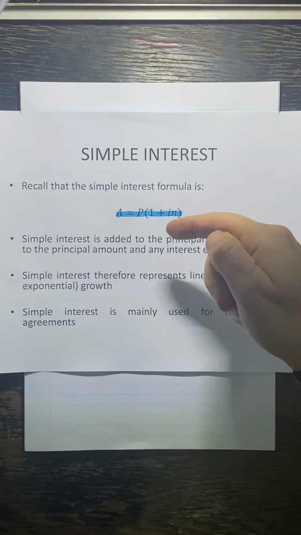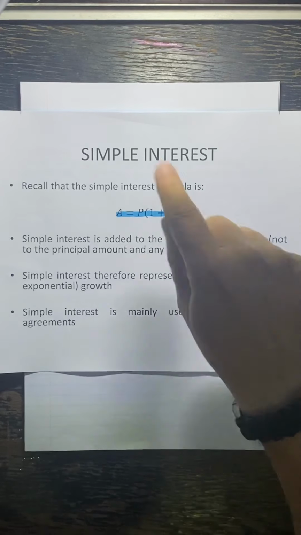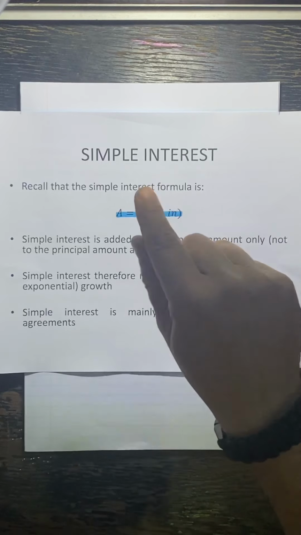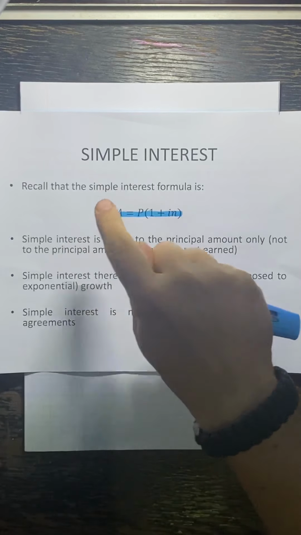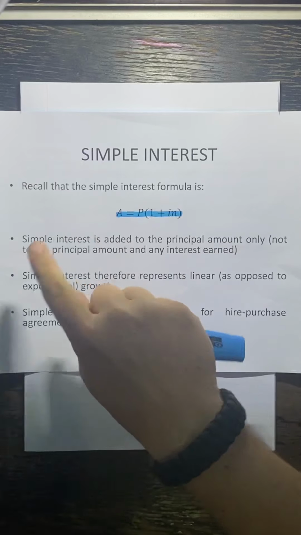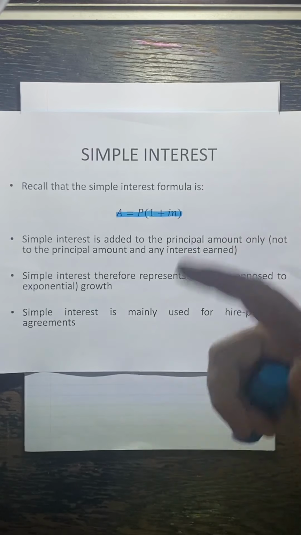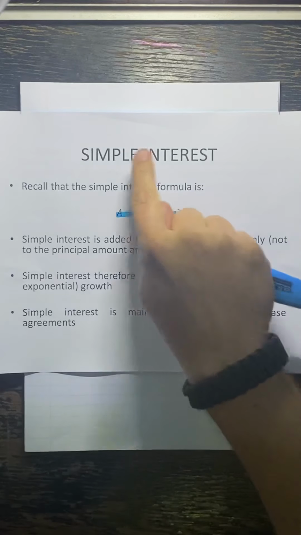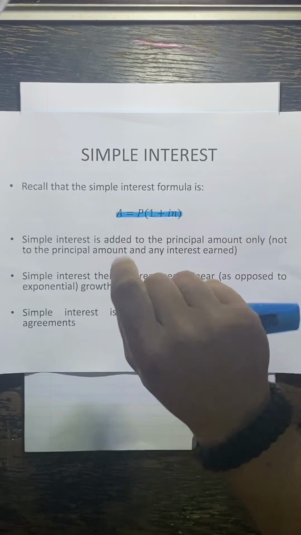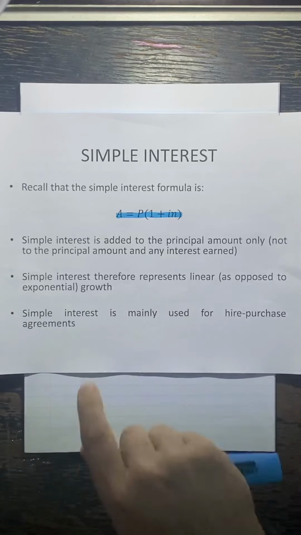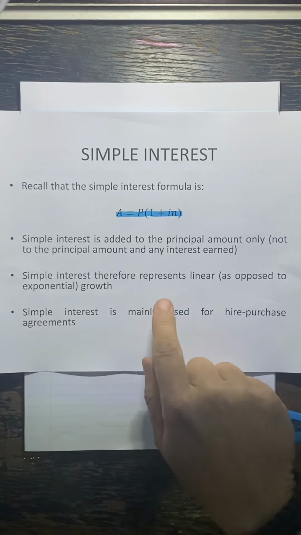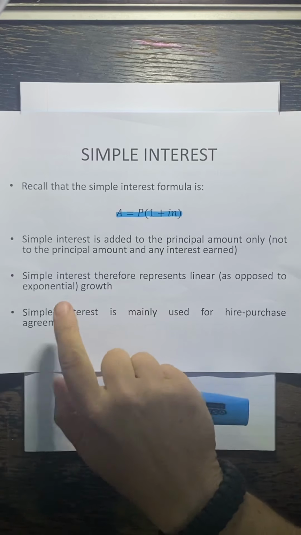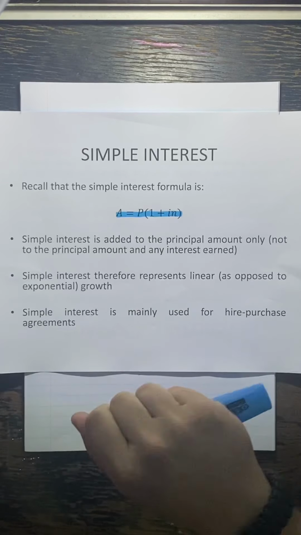Whereas compound interest, on the other hand, that very first time period, you will get interest. Then that second time, you'll get interest on your interest, and then interest on the interest on the interest. And it keeps on building up like that. And that is why compound interest grows very quickly compared to simple interest, because with simple interest, you only get interest on what you put in. Simple interest, therefore, represents linear as opposed to exponential growth. So your exponential will be your compound.